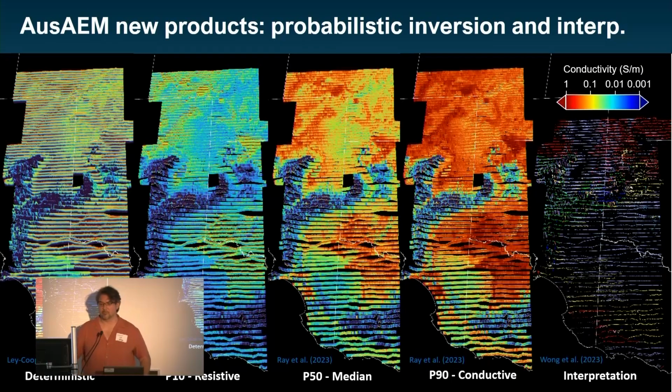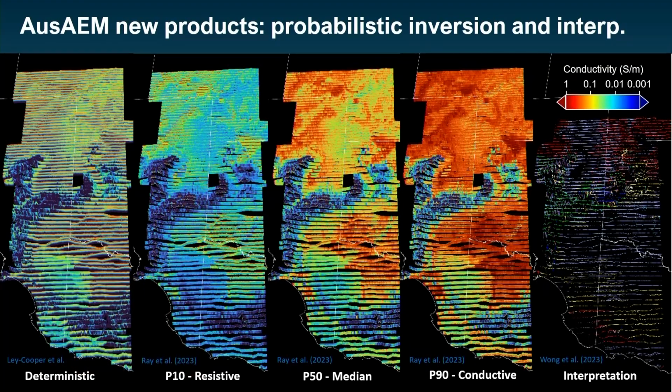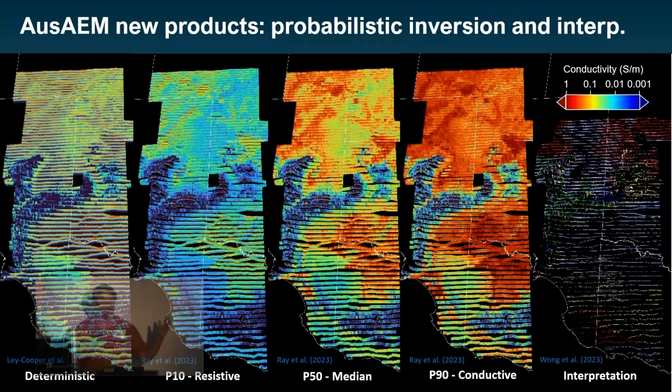I want to show you a little bit of what the differences are. On your left is what we call a deterministic result, which is one model that the algorithm tries to solve, and it gives you the best fitting model. The other three on your right, what we've called here the P10, P50, and P90, are a broad range of models, all of which fit the data.